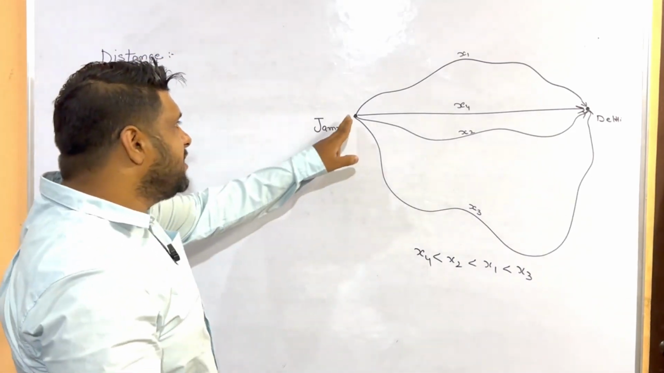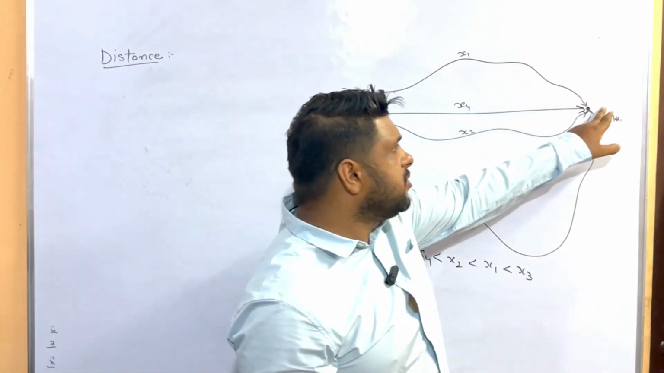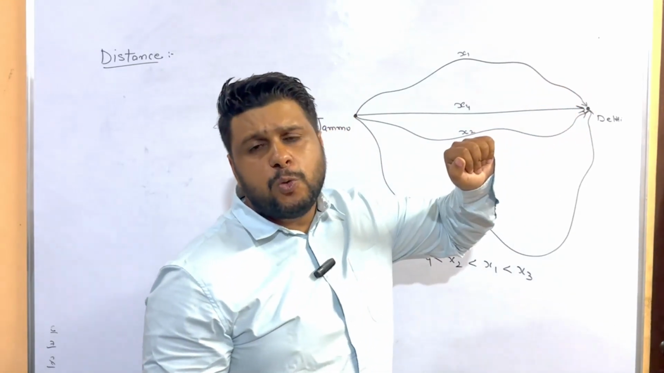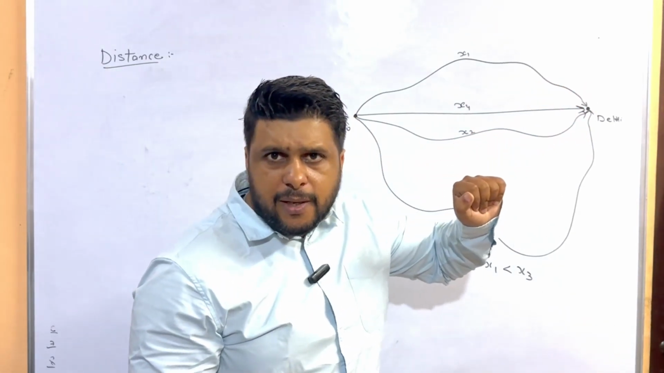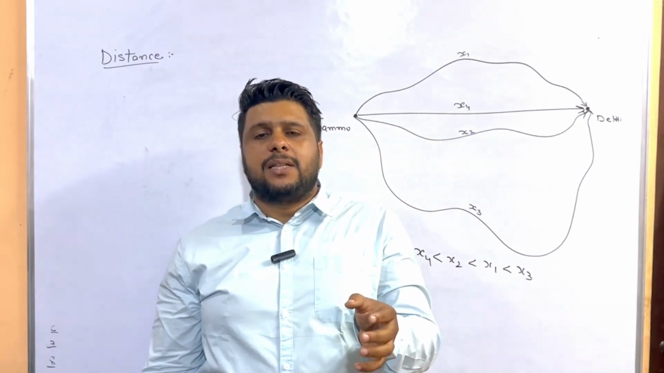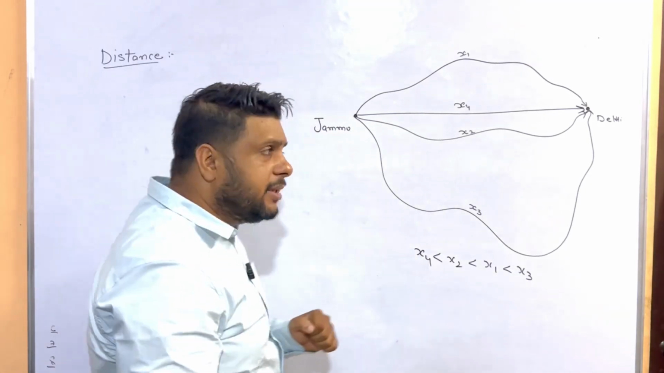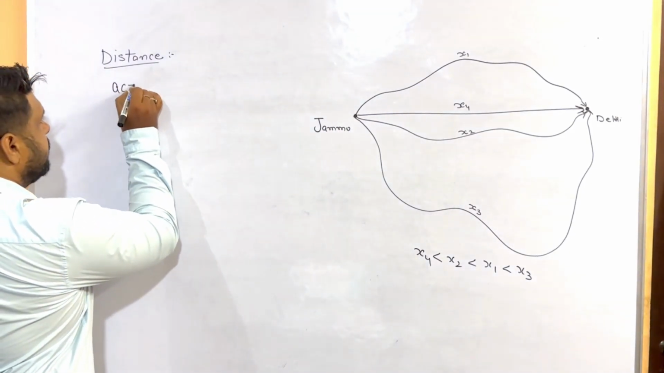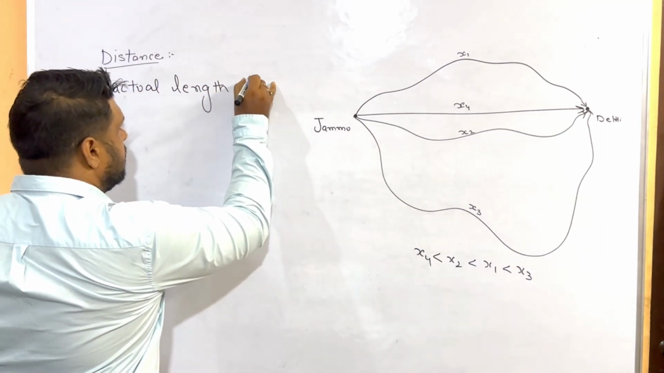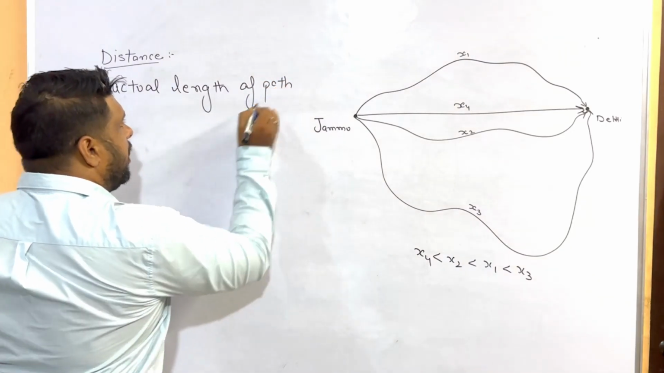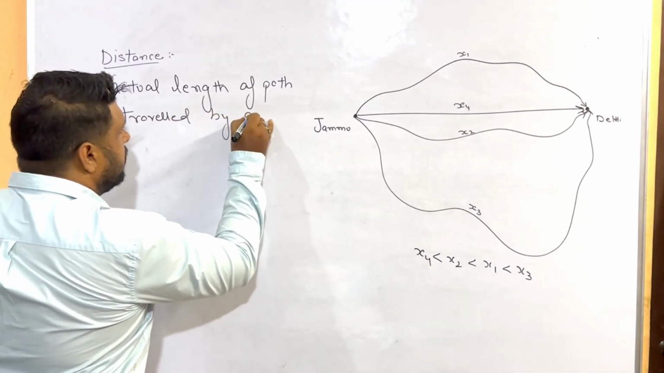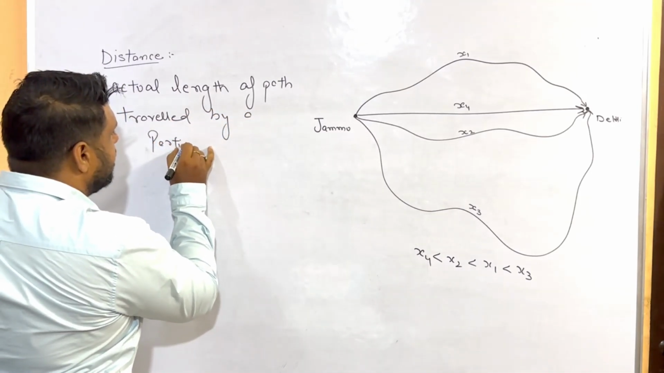So what is distance? If I traveled from this point to this point and I took this path, the distance traveled is going to be x1. Okay, so how do we define distance? Distance traveled is defined as the actual length of the path traveled by a particle, or you can say an object.